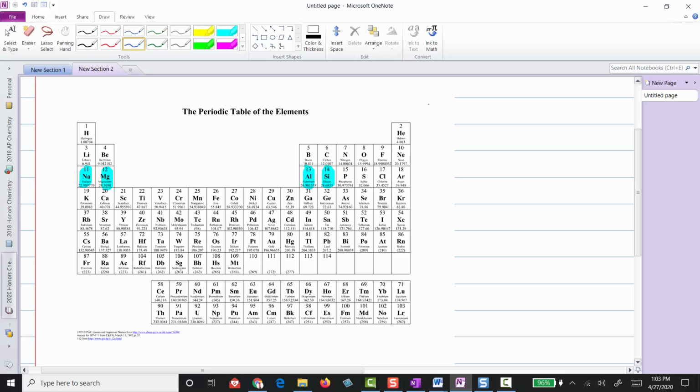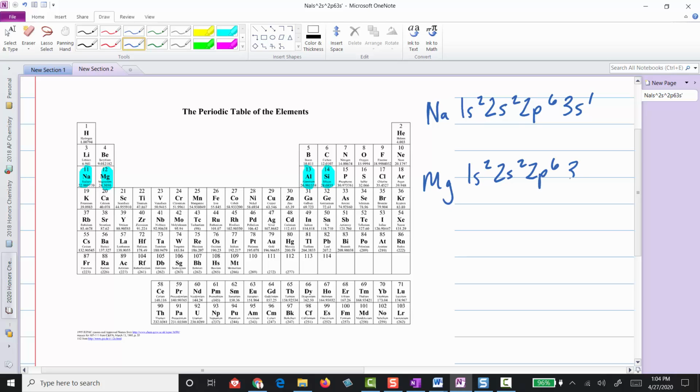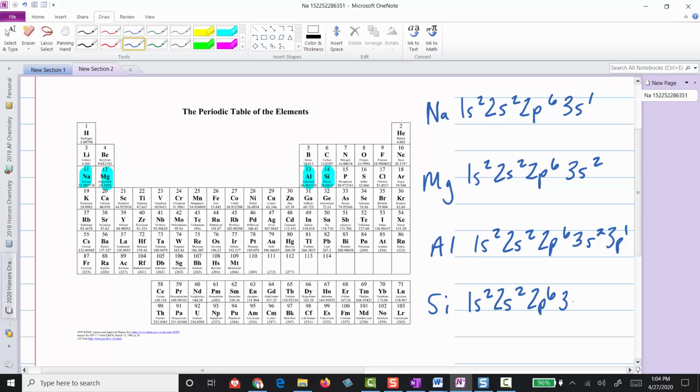All right, and let's just look at, so if I have sodium, right, it is 1s2, 2s2, 2p6, 3s1. And then magnesium is 1s2, 2s2, 2p6, 3s2. And aluminum is 1s2, 2s2, 2p6, 3s2, 3p1. And then silicon, 1s2, 2s2, 2p6, 3s2, 3p2.